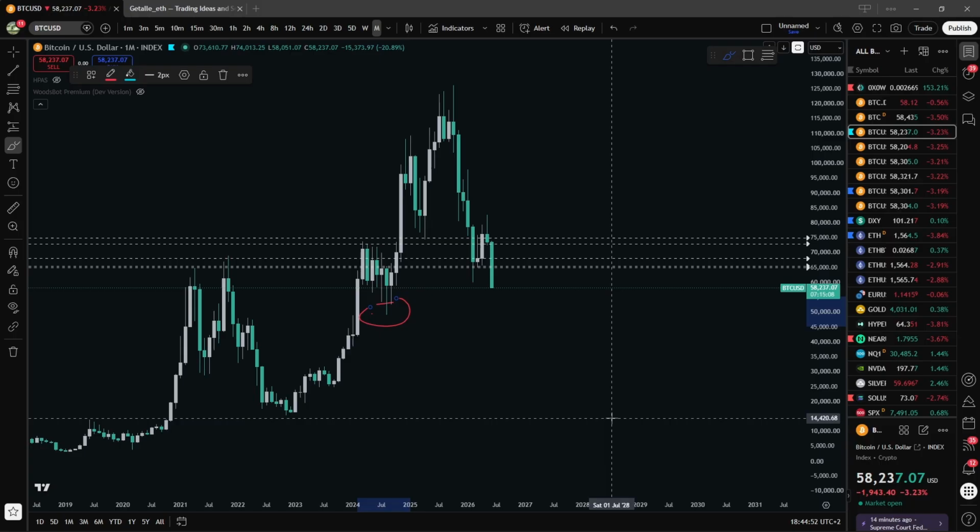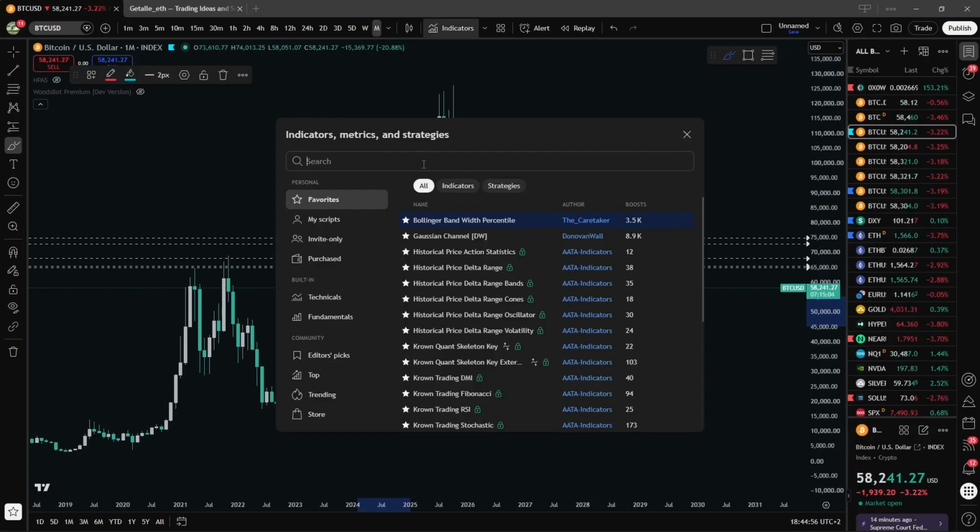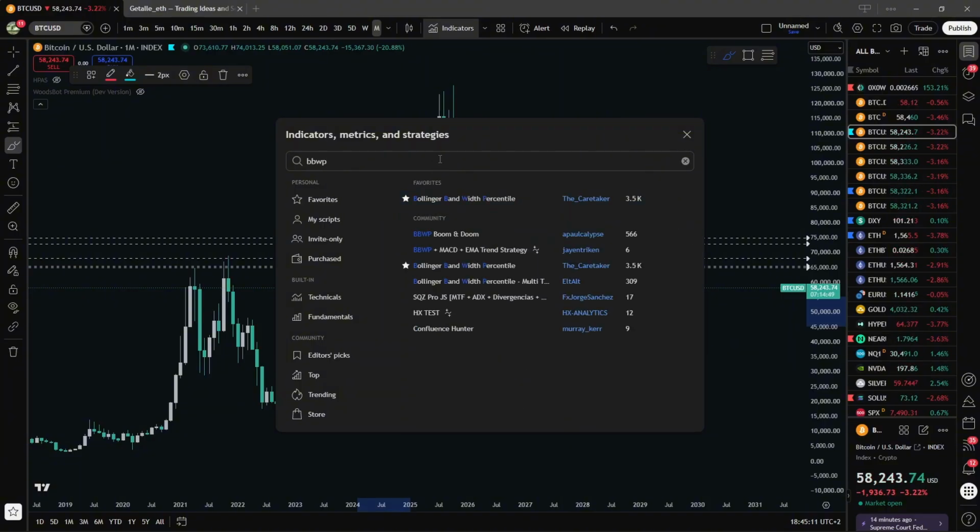Can you share the name of the volatility indicator, please? Yeah. So if you go to TradingView and indicators, basically it's this indicator right there, the first one. It's Bollinger Band with percentile. So basically you can just type in BBWP. It's from The Caretaker. It's free, so you don't have to pay anything.